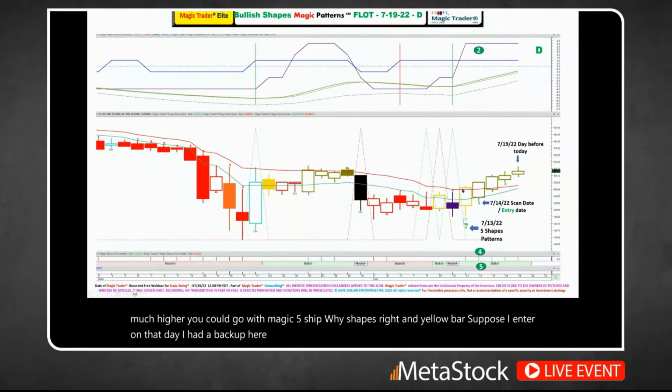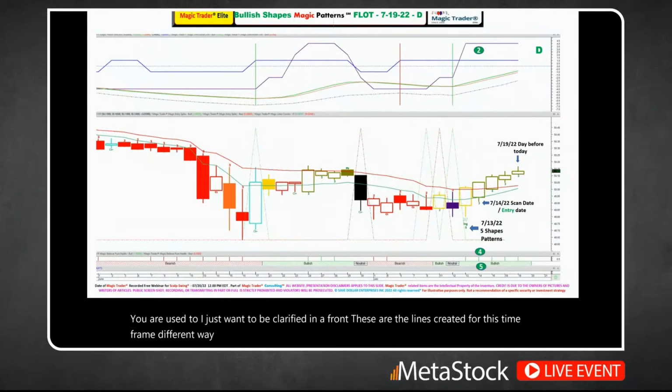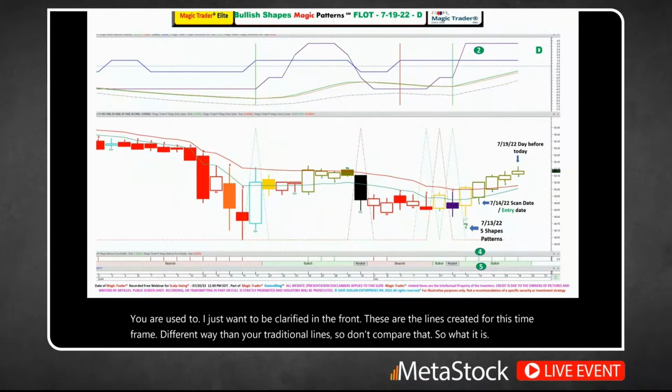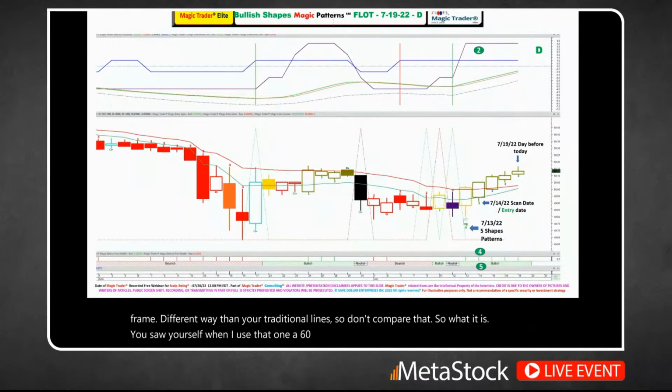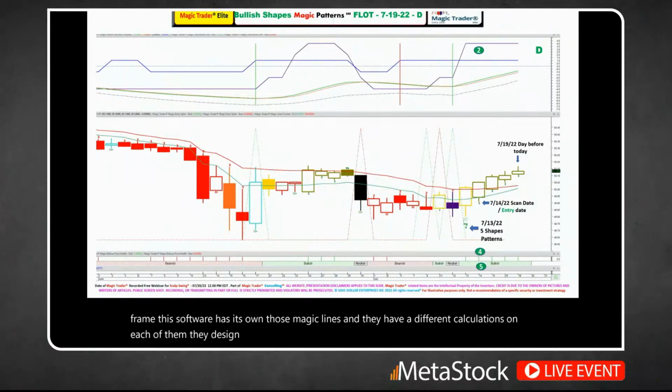It closed just above the magic line. These 2 lines are the magic lines. One is green, one is red. And they are not the lines you are used to. I just want to be clear up front. These are lines created for this time frame, a different way than your traditional lines. So don't compare them. You saw yourself when I used that one, the 60-minute looks different, right? Each time frame in this software has its own magic lines, with different calculations on each of them. They are designed specifically for those time frames only.